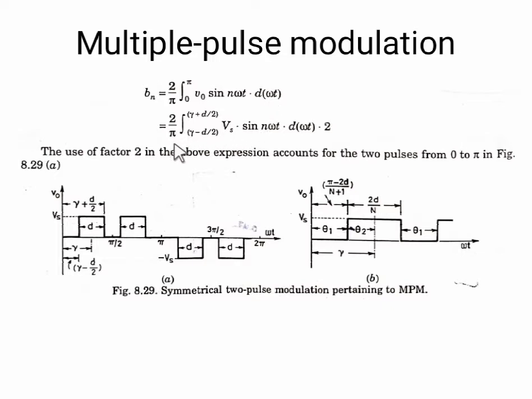So 2 by pi. Now the pulse starts from this point, which is gamma minus d by 2. It remains turned on until gamma plus d by 2, with magnitude Vs, so the integral of Vs sin n omega t d omega t from gamma minus d by 2 to gamma plus d by 2. This is for one pulse. If we consider two pulses, it is multiplied by 2. The factor 2 in the above expression accounts for the two pulses from 0 to pi.